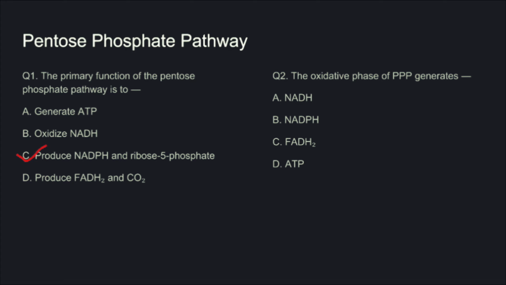So PPP provides NADPH for the reductive biosynthesis and ribose 5-phosphate for nucleotide synthesis. Now question number 2. The oxidative phase of PPP generates. PPP means pentose phosphate pathway. Now it generates what? Options are A. NADH, B. NADPH, C. FADH2, D. ATP. Correct answer for this question is NADPH.